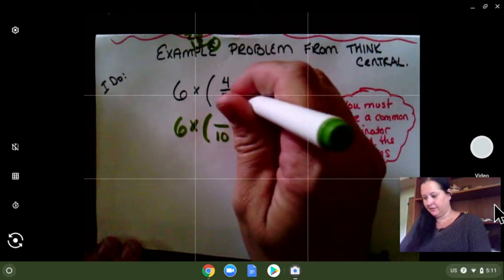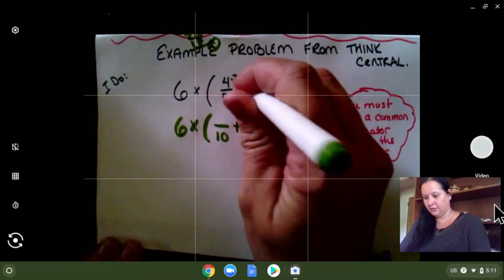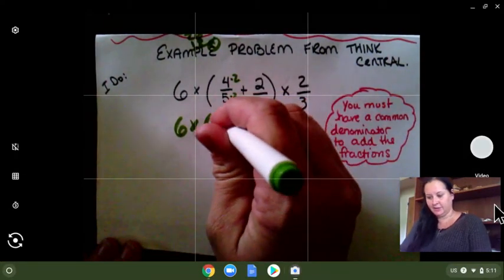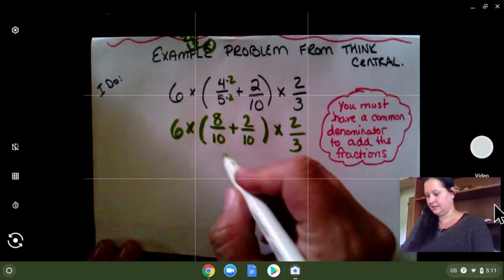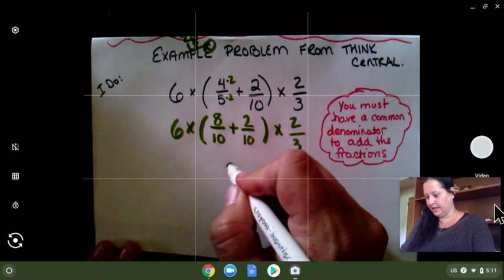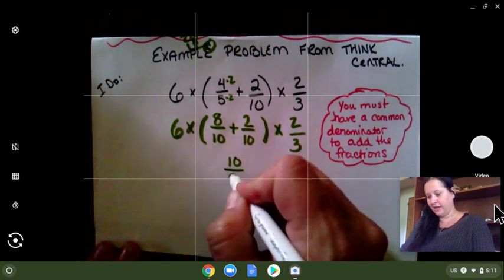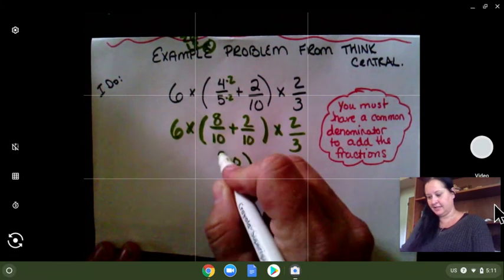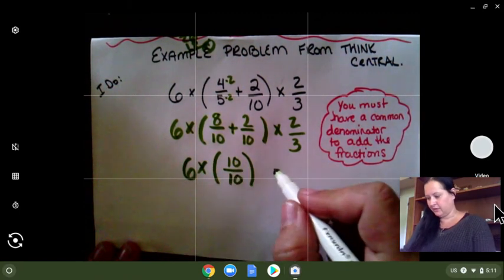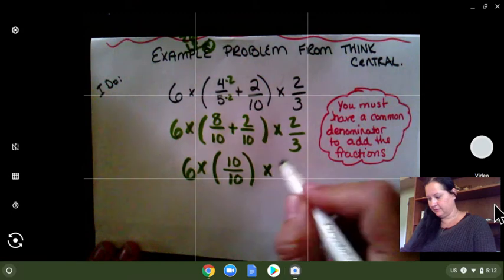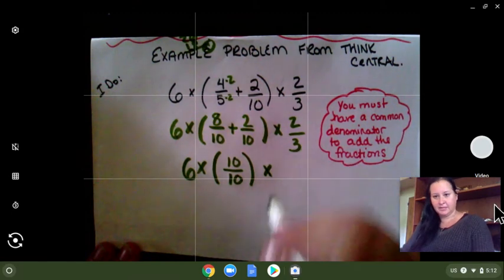This one, 5 times 2 is 10, so 4 times 2 is 8, because whatever you do to the bottom, you do to the top. All right, now we're going to go ahead and add those two fractions. So 8 plus 2 is 10. And when you add fractions, remember your denominator just stays the same. And what do you notice about 10 over 10? The numerator is the same as the denominator.